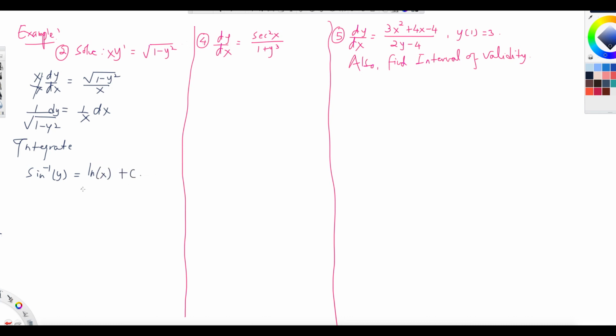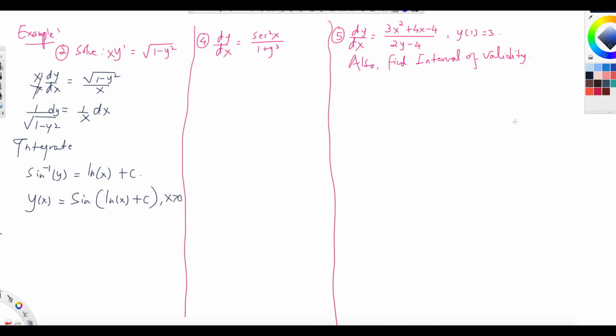Okay guys, so how do I solve for y then? Therefore y of x will be, you should take sine on both sides. You will get sine of natural log of x plus c, where x must be greater than 0, otherwise this natural log will not be defined. That's the solution. That's the answer.